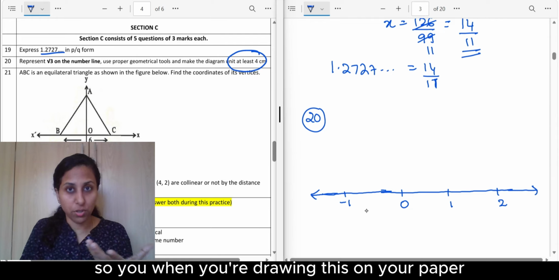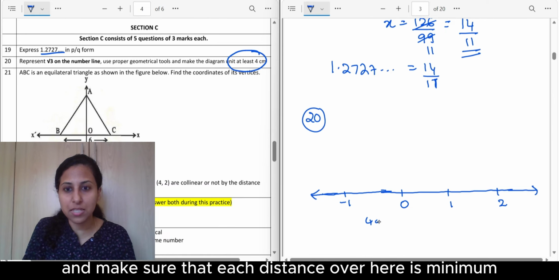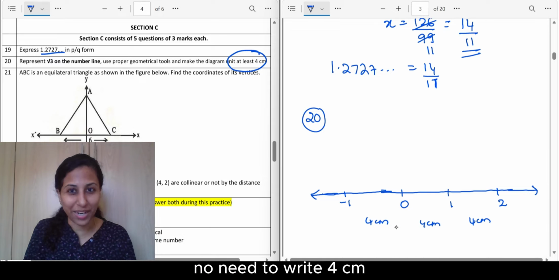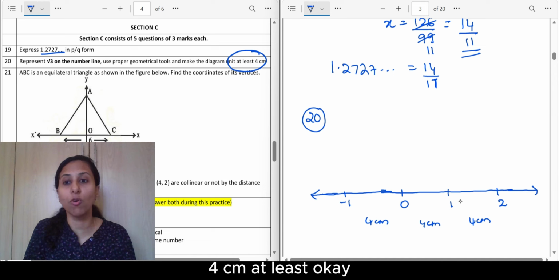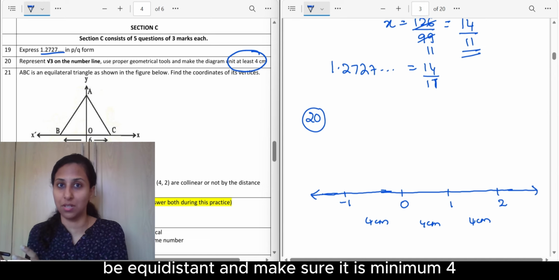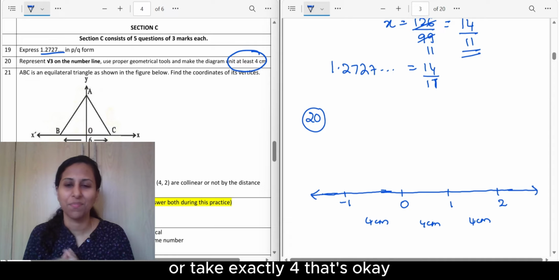So when you're drawing this on your paper, make sure they're uniformly distanced and make sure that each distance over here is minimum 4 centimeters. You don't have to write this, no need to write 4 centimeters, but you need to ensure that this distance over here is 4 centimeters at least. Okay, so each unit must be equidistant and make sure it is minimum 4. Or take exactly 4, that's okay.